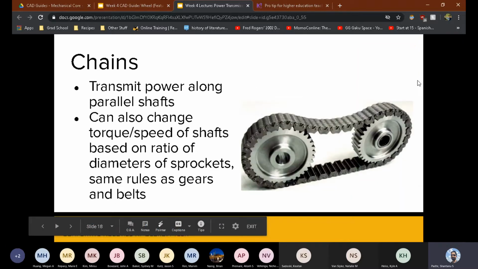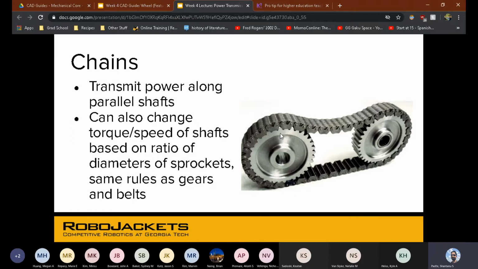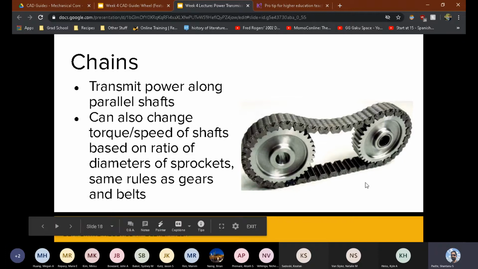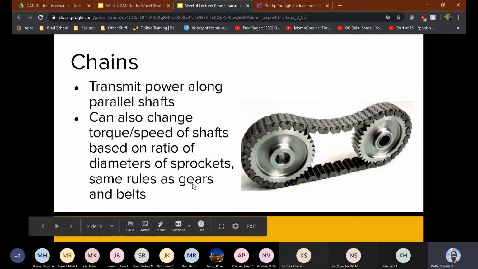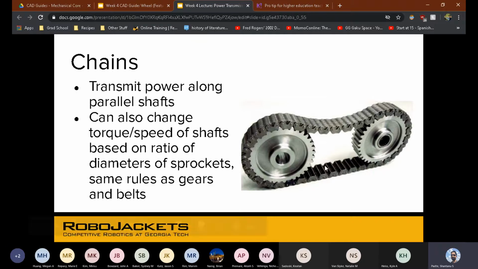So chains are also similar to belts, but they have these teeth along them. They also transmit power only along parallel shafts. You can't connect them to perpendicular gears. And they can also change their torque and speed based on the same rules as a gear ratio. Of course, there is a slight difference from belts and gears: the direction of rotation will stay the same.